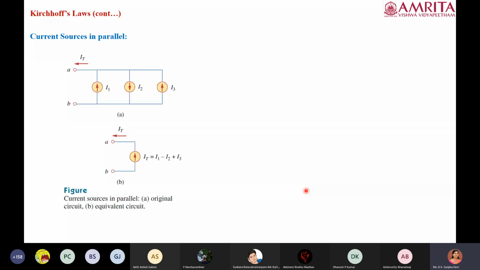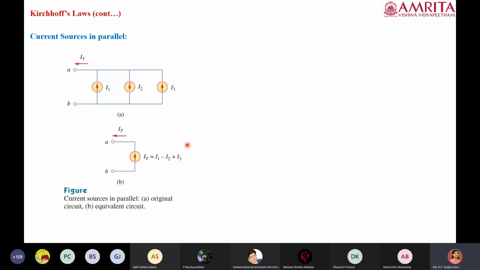And one more thing. When we have current sources in parallel, without any resistive element, we can equivalently represent them as a single source. Depending on the arrow mark of the current, we can decide whether it will be a positive current or a leaving current.